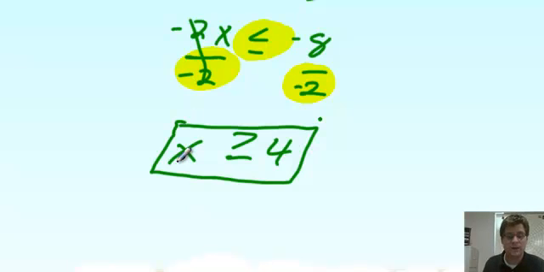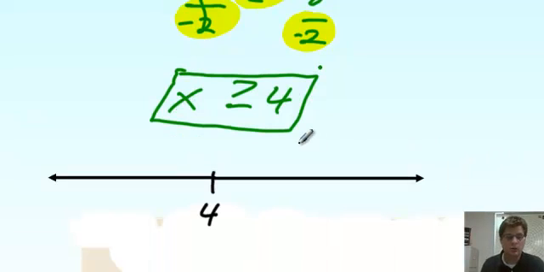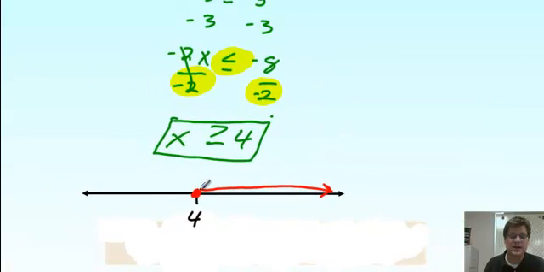So just one thing you need to be careful of. So when I graph this, I'm going to have a closed circle on positive 4, but my arrow is going to go to the right because we flipped the sign and now it says all the solutions have to be larger than 4 or equal to.